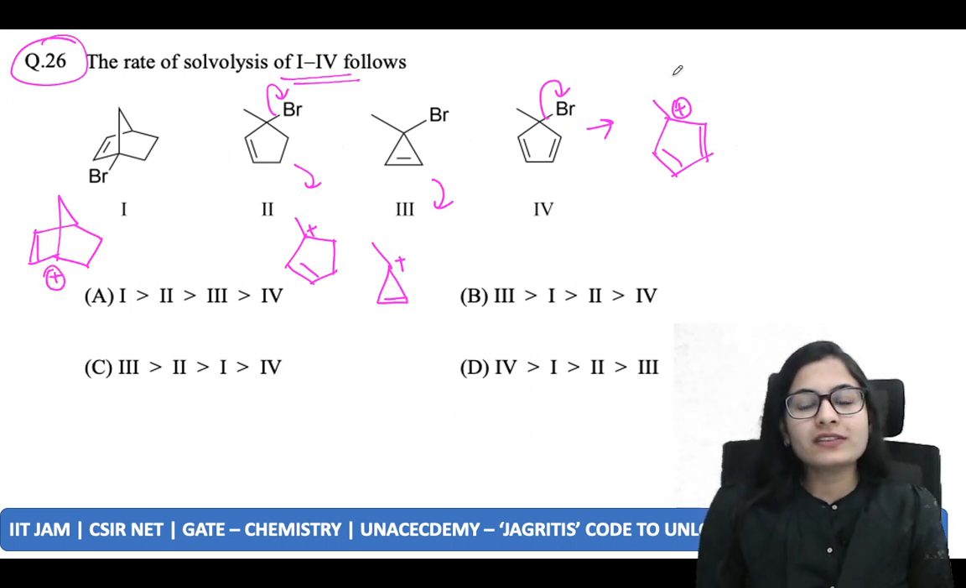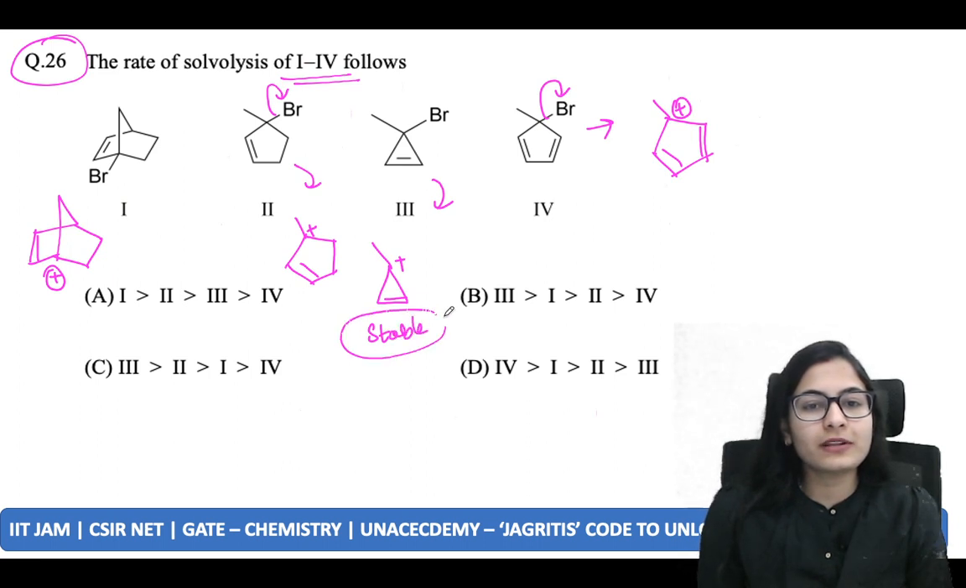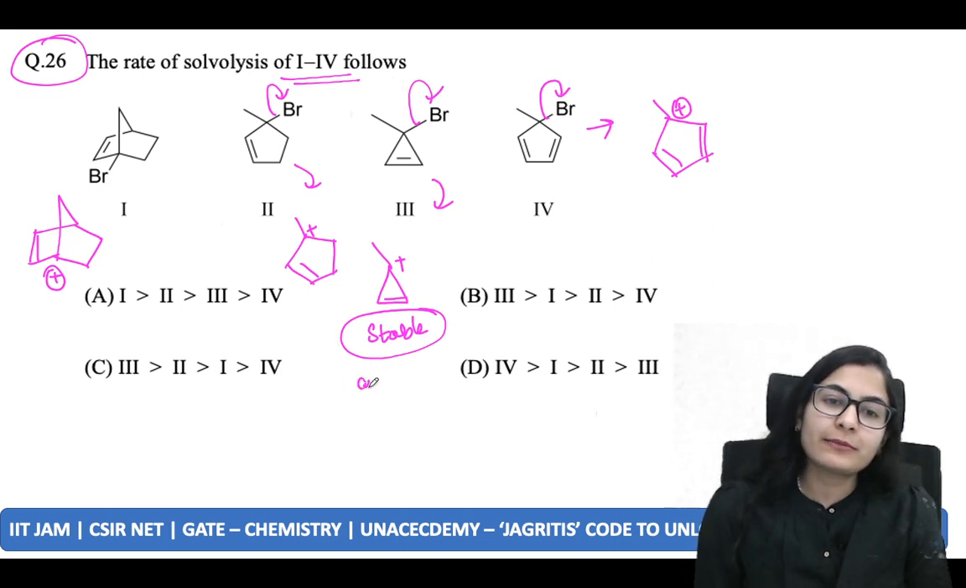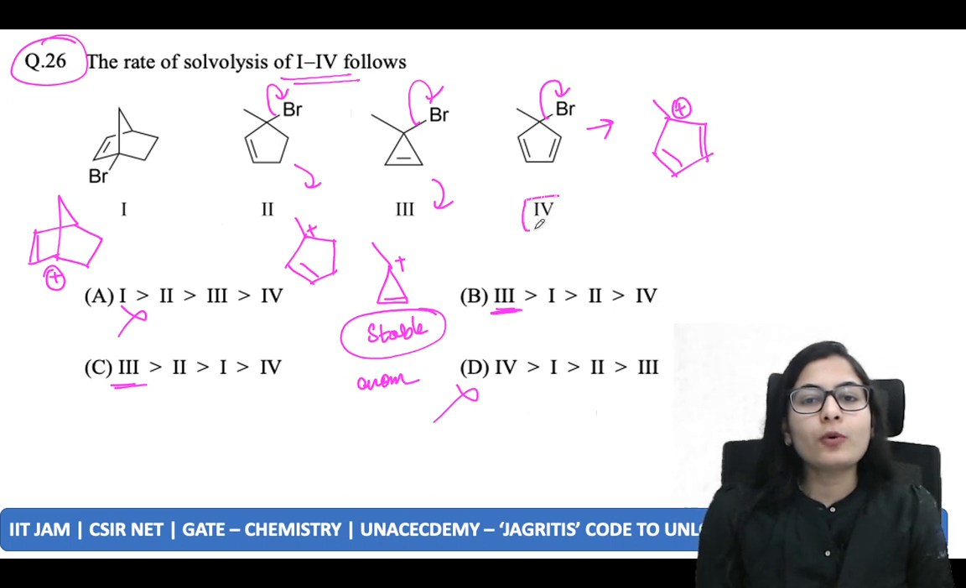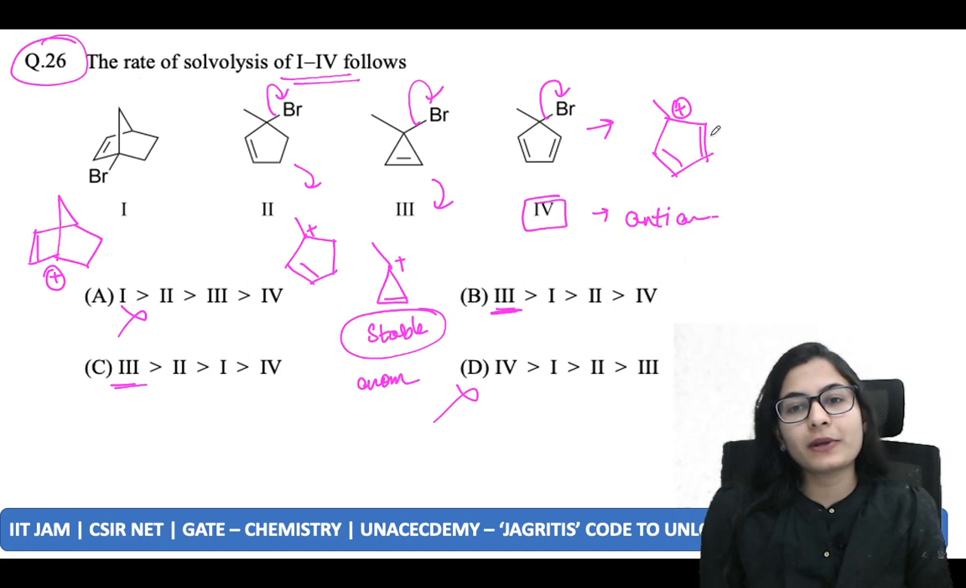Why? Because there is aromaticity included. Option number 3 is going to be very stable after losing the bromide. So I can actually say it is stable because of aromaticity. It is a cyclopropene system, right? So 3 is going to be maximum. Rate of solvolysis is going to be maximum. So we have two options which have 3 highest. The other is wrong. So then 4 is going to be minimum. Why? Because it is becoming anti-aromatic after losing the bromide. So 4 must be minimum.